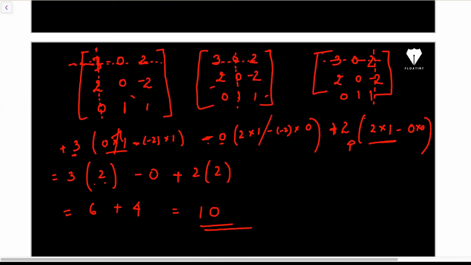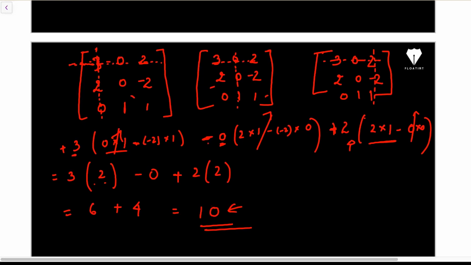This whole value goes to 0 because we are multiplying it with 0. Next, 2 into 1 is also 0. So it comes as 2 into 2, and the determinant is 10. This is how you calculate it.